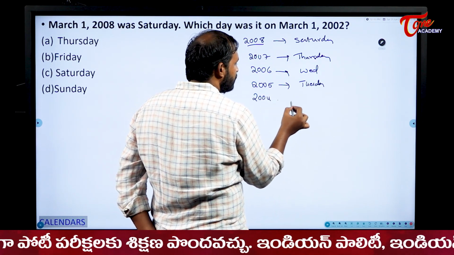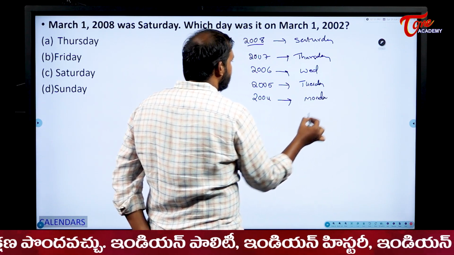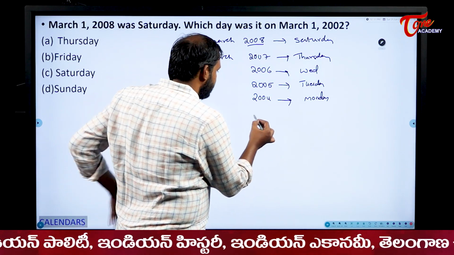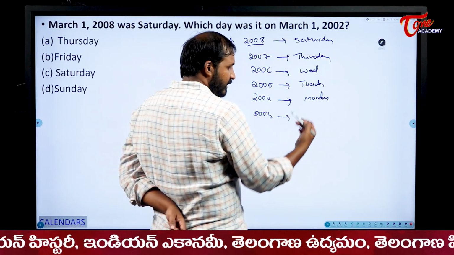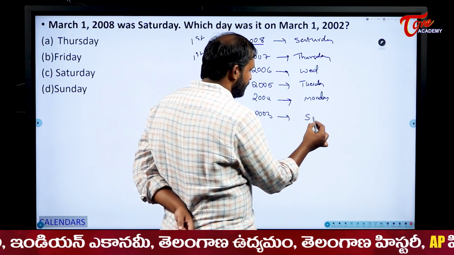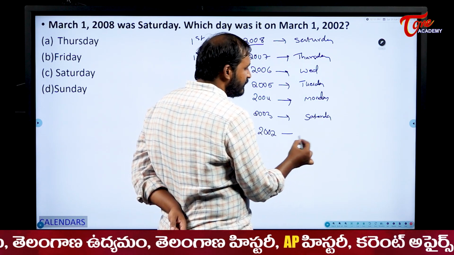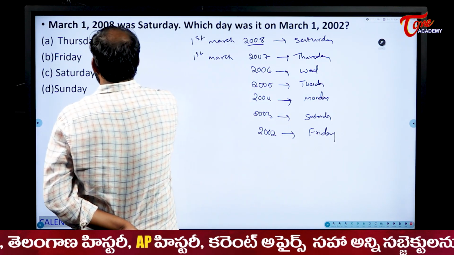2004 becomes Monday. But please be careful when you are going backward. Now 2003, here we will have a 2-day jump, in reverse manner. So it will become Saturday. And 2002 will become Friday. So our answer here becomes Friday.